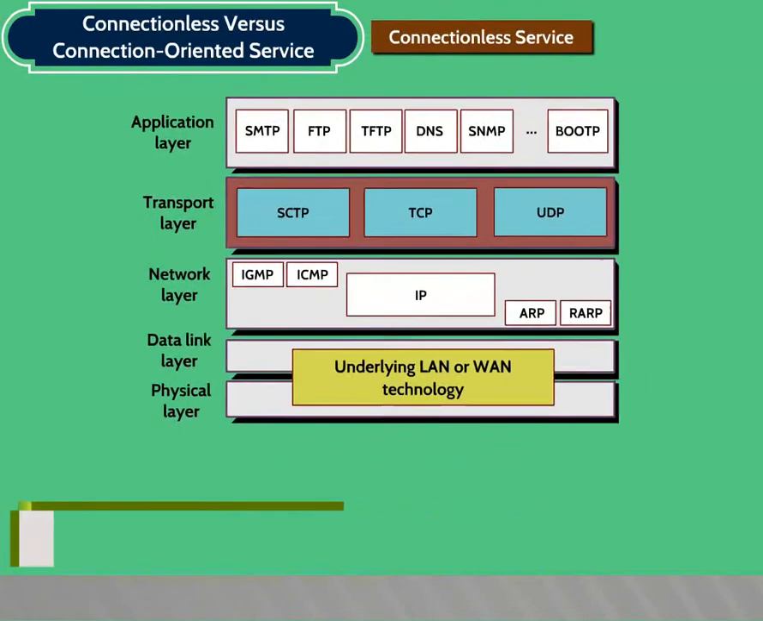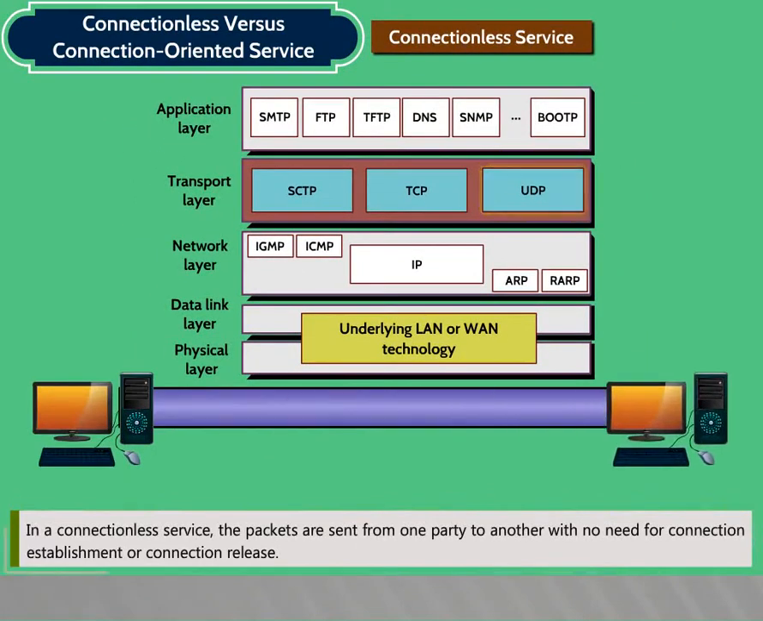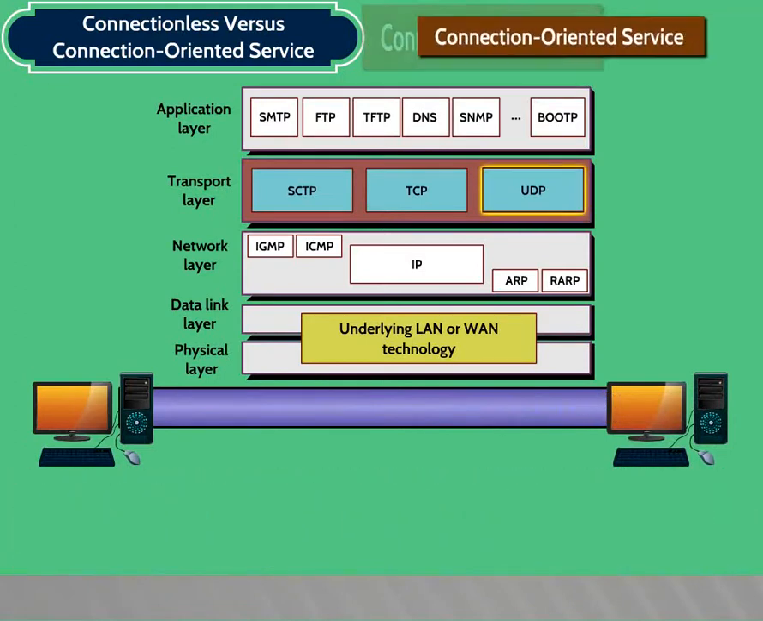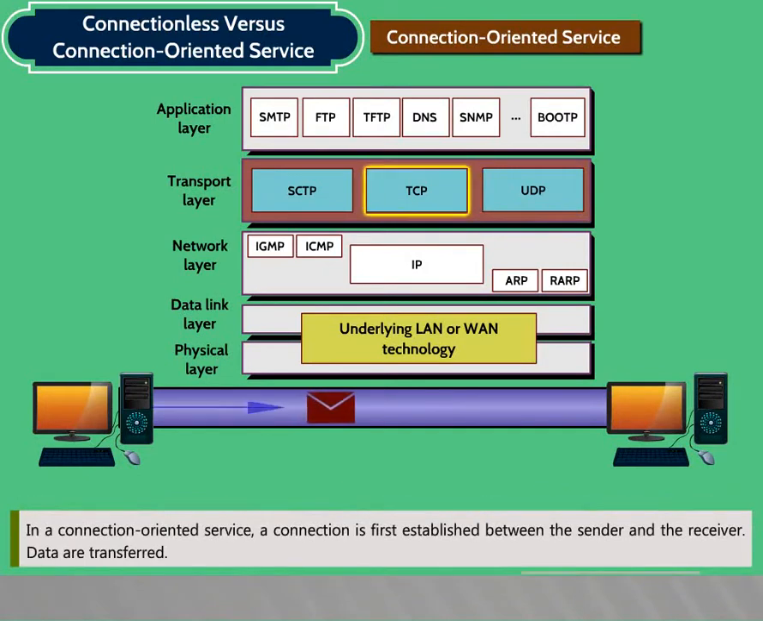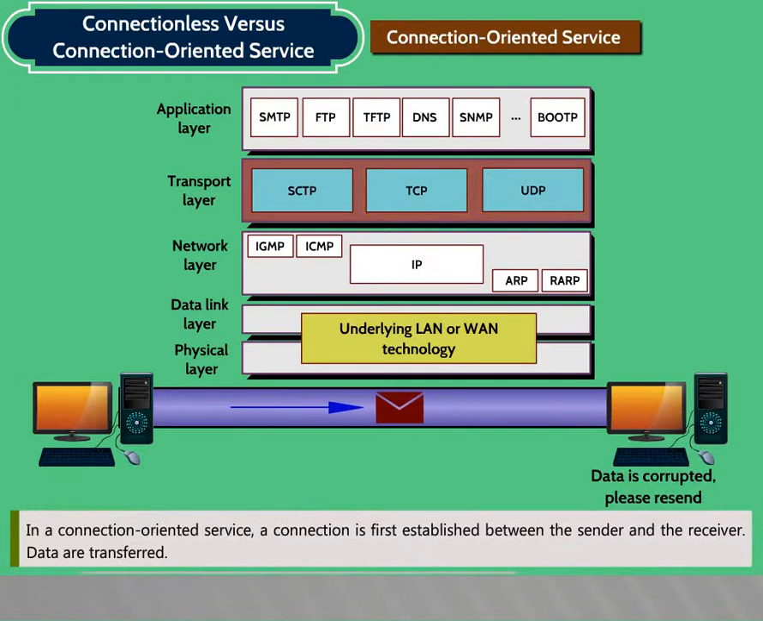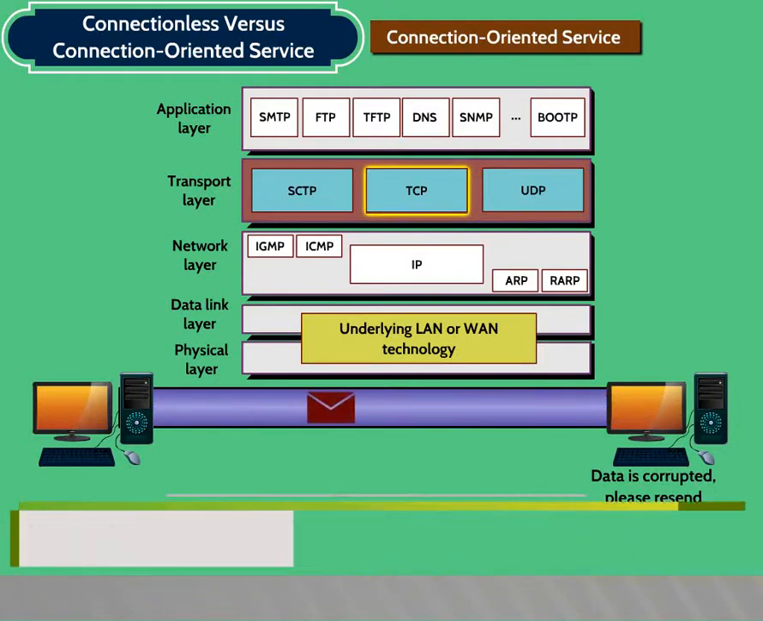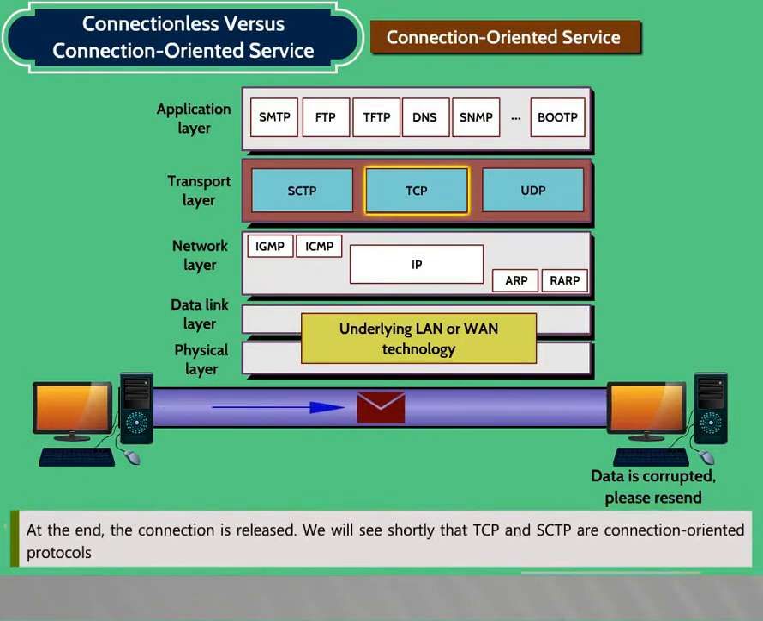Connectionless service. In a connectionless service, the packets are sent from one party to another with no need for connection establishment or connection release. Connection-oriented service. In a connection-oriented service, a connection is first established between the sender and the receiver. Data are transferred. At the end, the connection is released. We will see shortly that TCP and SCTP are connection-oriented protocols.